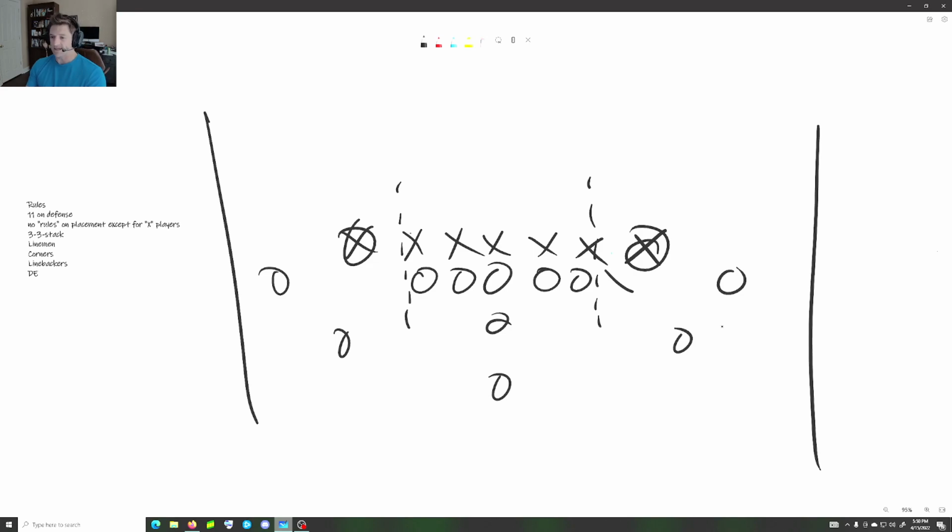So if a team has tight ends over here, it doesn't matter. We can't get outside them. We have to stay in the box.